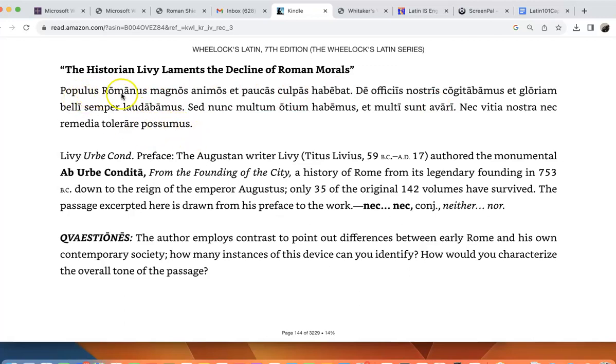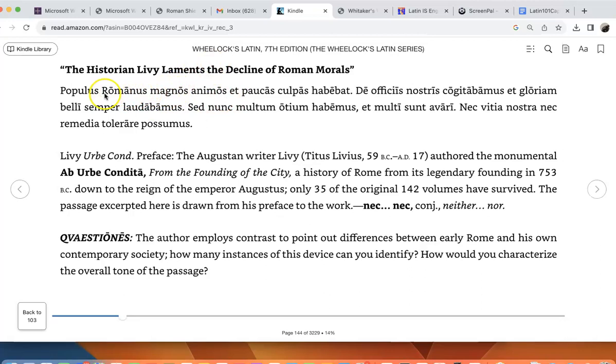The Roman people had, literally, great minds and few faults. In English, we would probably say the Roman people had great spirit and few faults. But notice the original Latin is in the plural, and if we say the Roman people had great minds, that sounds a little too abstract in English, but they were spirited. In English, we probably say the Roman people were patriotic and freedom-loving people, but that's not how the Romans thought, so that's the problem with that translation.